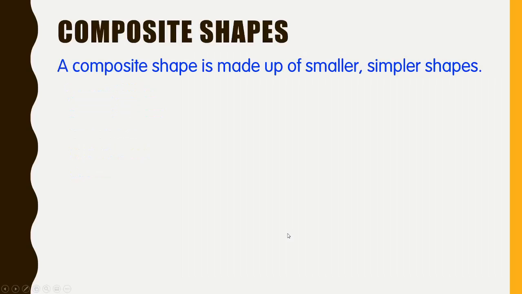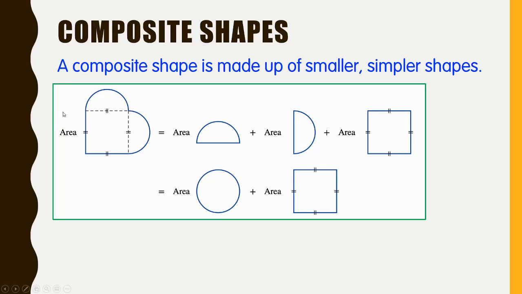So let's look at what a composite shape is. Composite shapes are shapes that are made up of smaller, simpler shapes. So if we look at the composite shape here, we have two half circles. There's one half circle, there's the other half circle, plus this square here. And because those two half circles have the same diameter, we can actually make a full circle out of that. So if I worked out the area of this circle and the area of this square and then add them together, I could get this total area here.